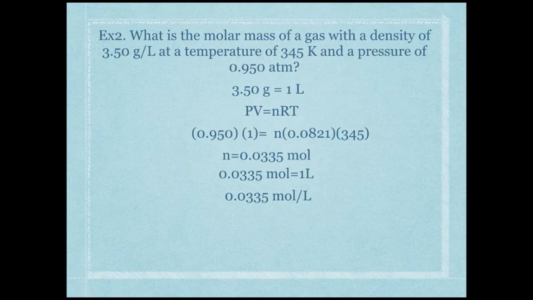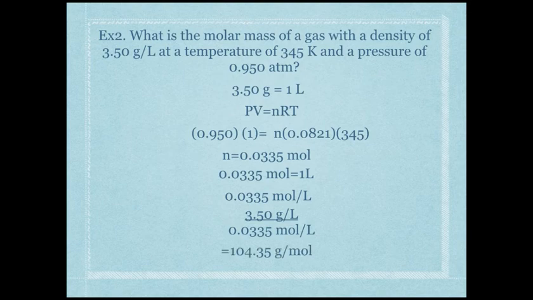So if you think about it, all you need to do to get into grams per mole, which is what I'm trying to do, get into molar mass, is divide 3.50 by 0.0335 moles. Notice the liters will cancel and my final units will just be grams per mole. And so the answer I get for my molar mass here is 104.35 grams per mole. So you can use the ideal gas law in order to determine molar mass if you're given the mass or if you're given the density.